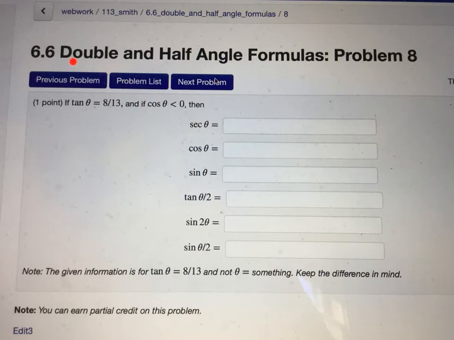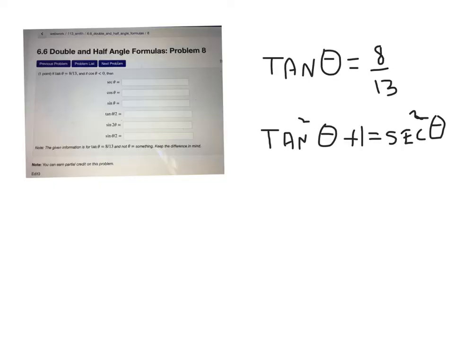Let me get you started with this WeBWork problem, problem number 8 from the WeBWork question "make double half angle formulas." So we're given tan theta is 8/13 and a condition on cosine theta, and then we're supposed to figure out all of these. So tan theta equals 8/13.